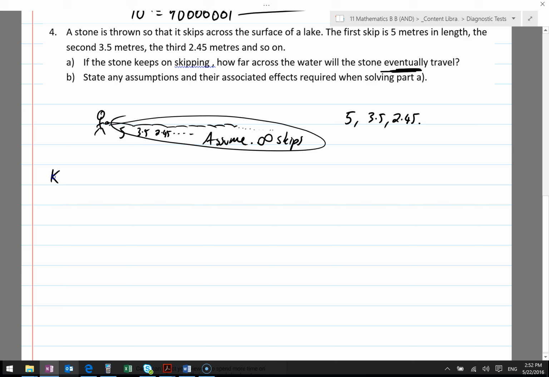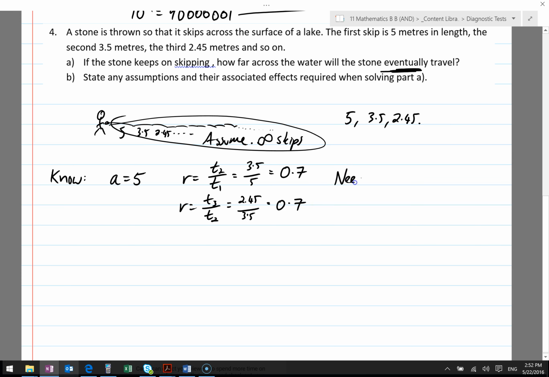Okay, so what do we know? We know that the first term is 5. We know the common ratio is the second term divided by the first term, and verify it with the third term on the second term. Hopefully both of these end up the same. If not, we can't solve the problem. Okay, we're in business. 0.7's all the way.